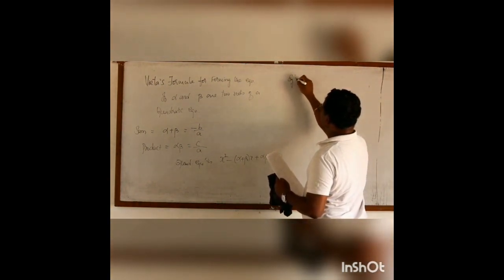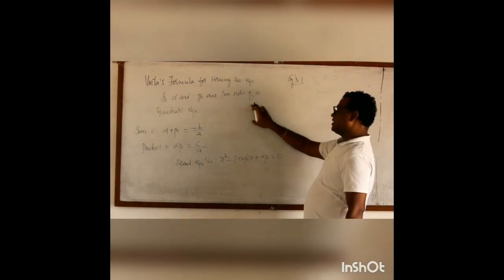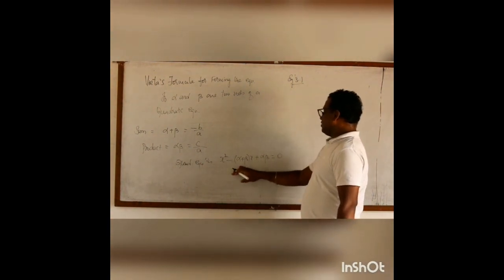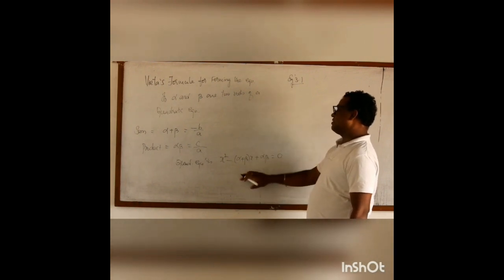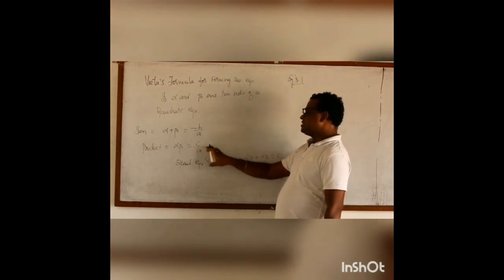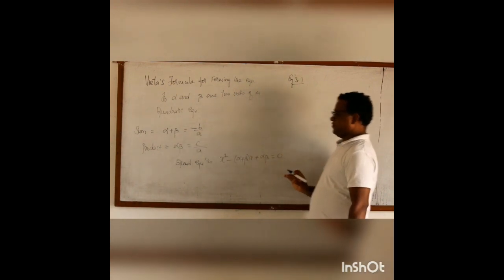Example. We shall go for examples now using all these concepts. If alpha and beta are the roots, then the quadratic equation can be found by using the formula x square minus alpha plus beta into x plus alpha beta. So if I know the roots, I can find the equation, and if I have the equation, this is the relationship between the roots and the coefficients.